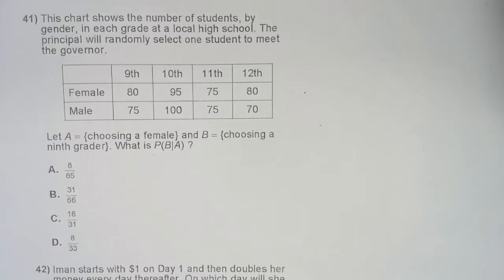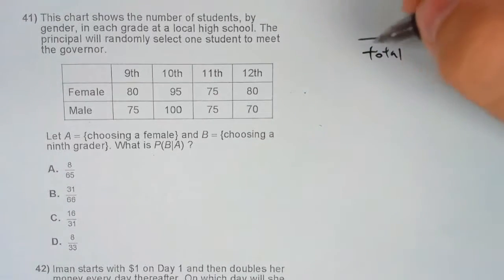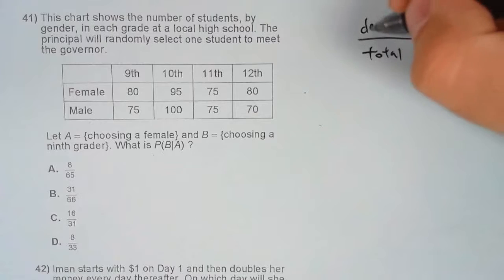Alright folks, today we're working on correcting 41 to 43, the last three problems of our mock EOC. So we'll start with 41. The chart shows the number of students by gender in each grade at a local high school. The principal will randomly select one student to meet the governor. So, probability is always given by a total divided by what you want, your desired outcome.